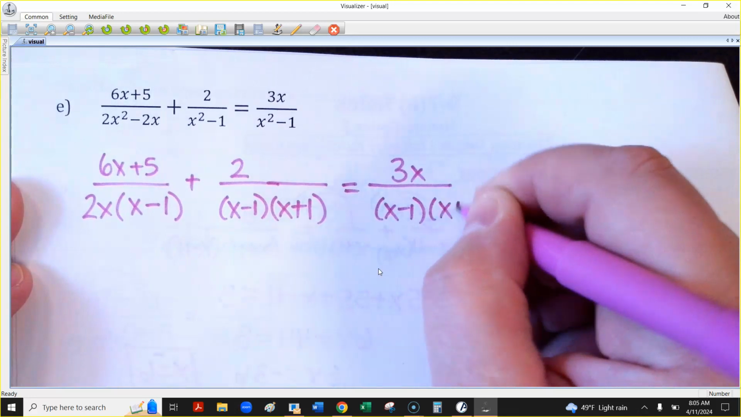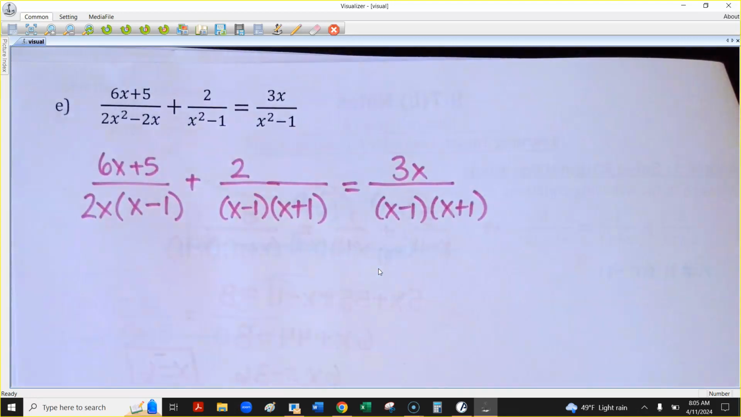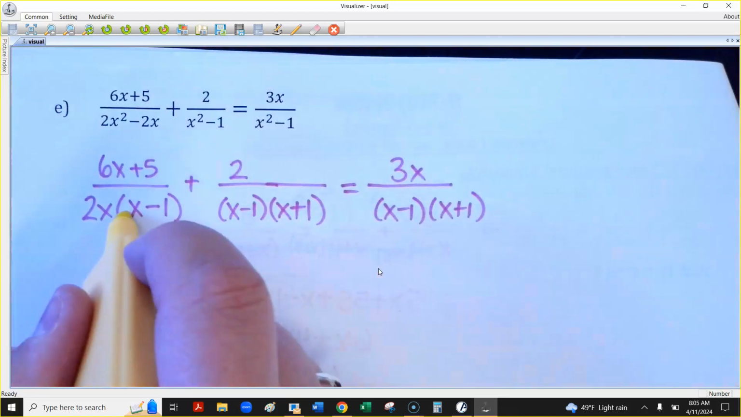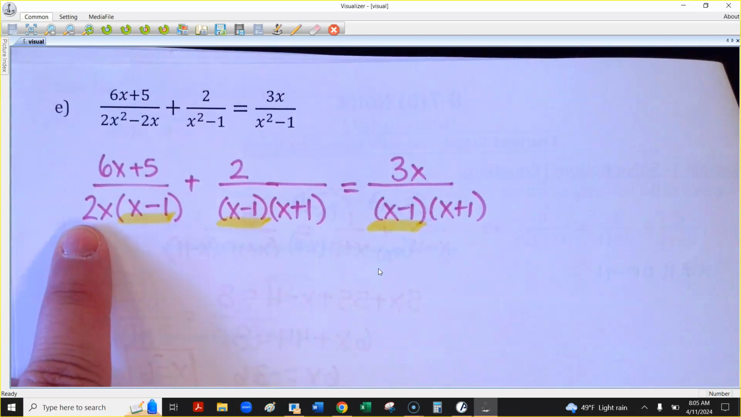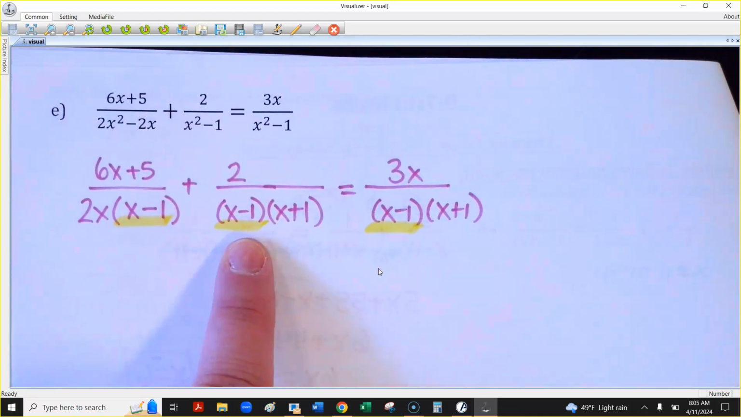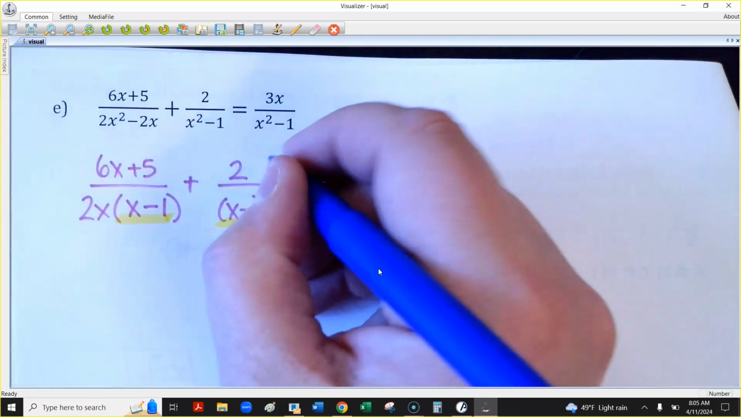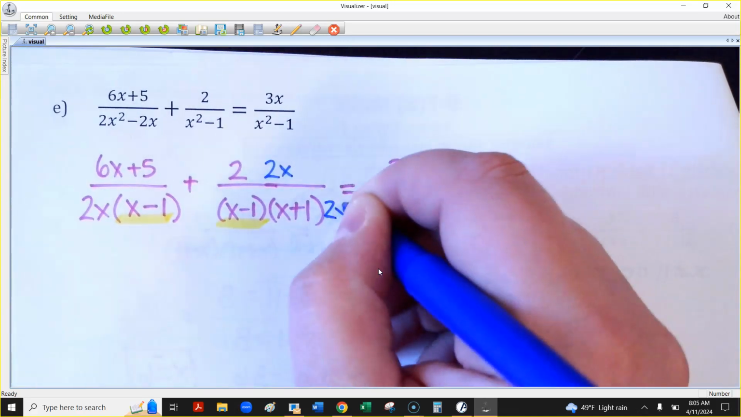Difference of squares. Okay, so all I'm going to do is see what we need to make these match. Now, I have an x minus 1 in all three of these denominators, so we already have that. This one has a 2x. This one does not. So in the middle, I would need a 2x.